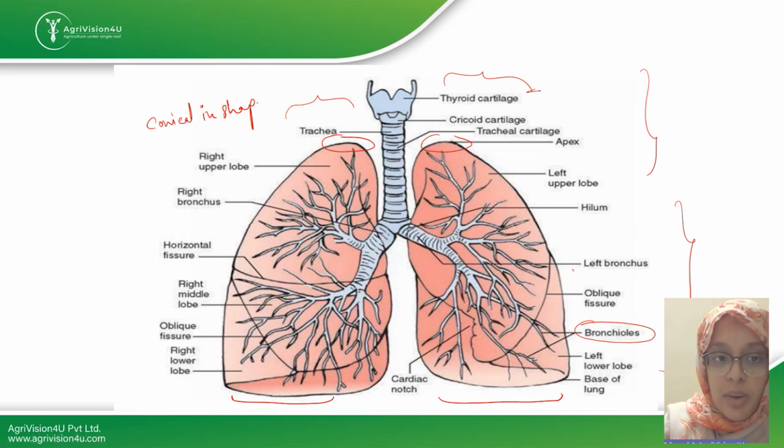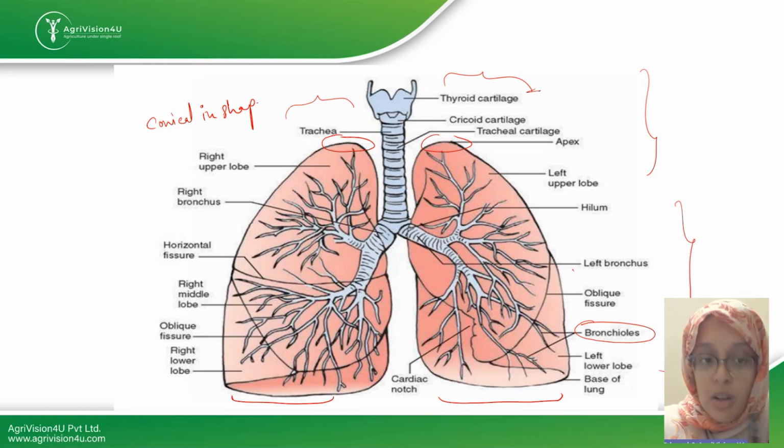Okay, so this right lung, you can say it has more lobes and segments when you compare it to the left, as depicted in the picture. It is also divided into three lobes: upper, middle, and lower, by two fissures. One is oblique and one is horizontal.